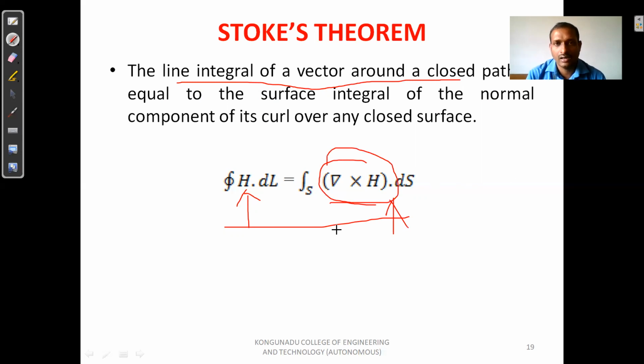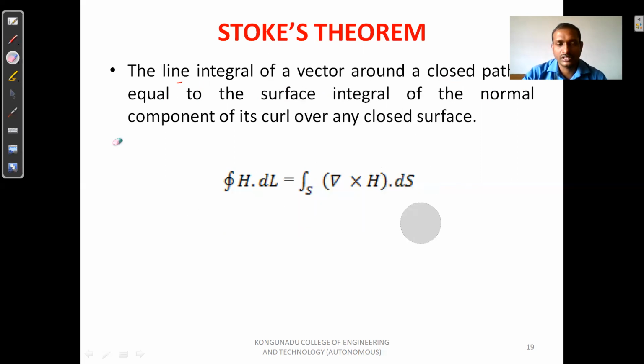So the line integral around a closed path is equal to the surface integral of the normal component of its curl over any closed surface. The left side is a line integral. So a single integral, that is the line integral, is converted into a surface integral. This is the main function of Stokes' theorem.